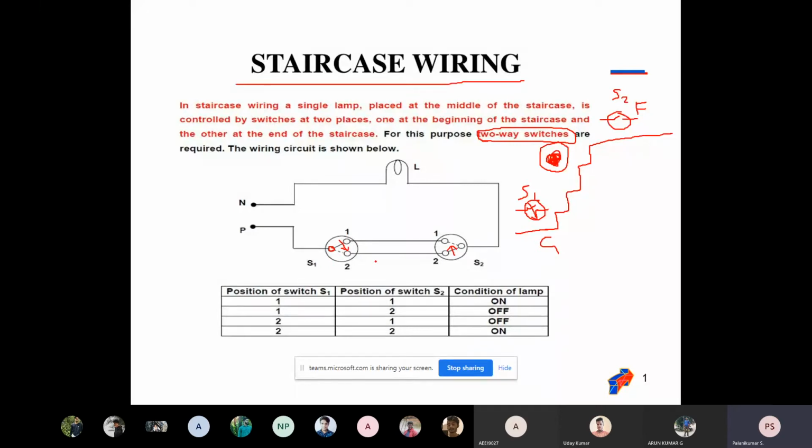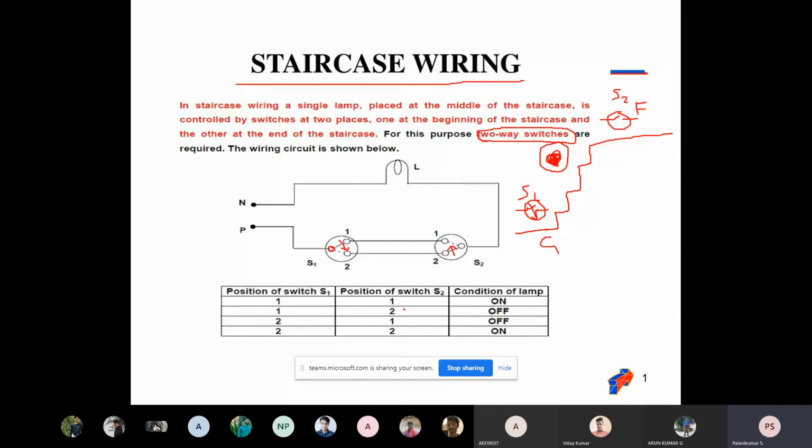Say for example, you already know AND gate, OR gate, XOR gate, NAND gate, NOT gate; all these concepts are already studied. So whether we can establish or use these concepts for staircase wiring, that is the purpose of this experiment.